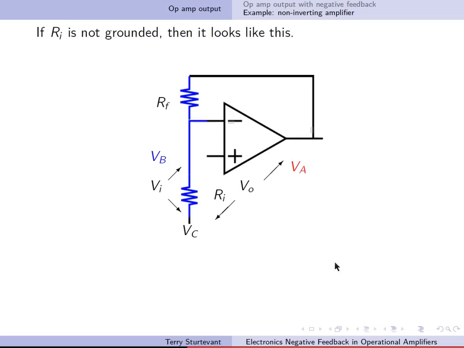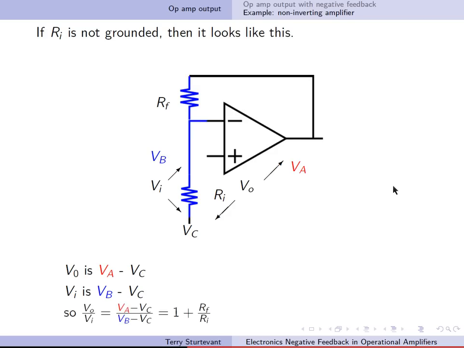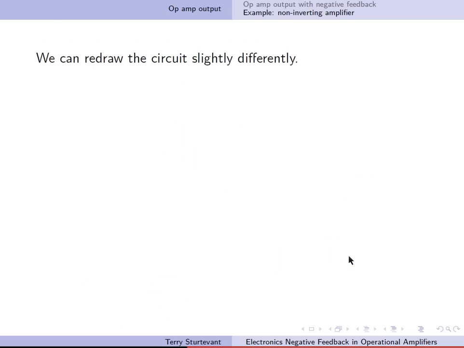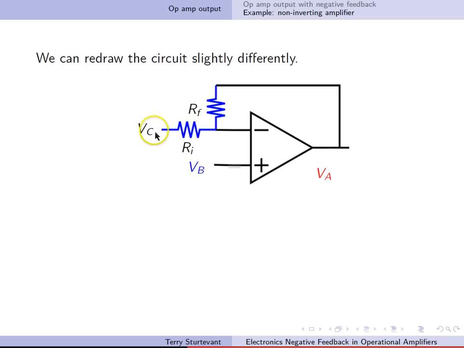So now, if RI isn't grounded, and we just call this VC instead of 0, then the circuit looks like this. And so V out is just VA minus VC, and V in is VB minus VC. So we can rewrite the same equation like this. Now we can draw it slightly differently. All that's happened here is we've bent this resistor up and put VC up here instead of down here. So we haven't changed the circuit.